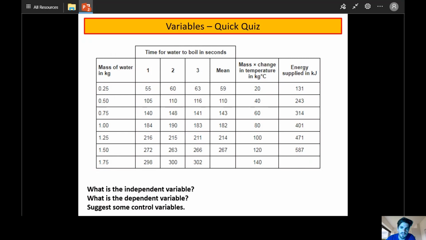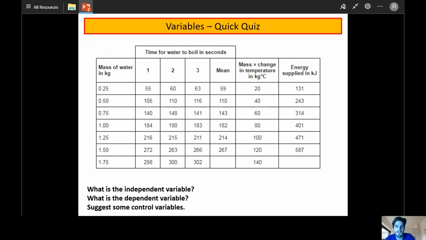Okay, so take a look at each of these as I put it up on the screen and have a think about it. Now, I've already given it away. So what is the independent variable? What is the dependent variable? Suggest some controls. Looks like we've got mass of water on the left. That's going to be our independent variable. We're timing them to boil. And that is not our final dependent variable. That is what we're going to measure directly. We're going to measure that directly 3 times and calculate a mean.